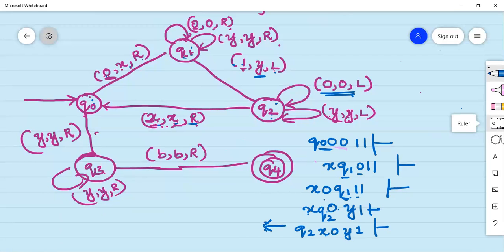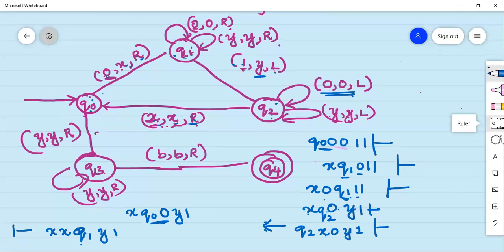So after this, x will remain as it is. Move towards right to state Q0. So I have Q0, 0, y, 1. Right? So what about the next state? Q0 on 0. We know 0 will be replaced by x, and you move right to state Q1. So you will move right of this 0 to state Q1.